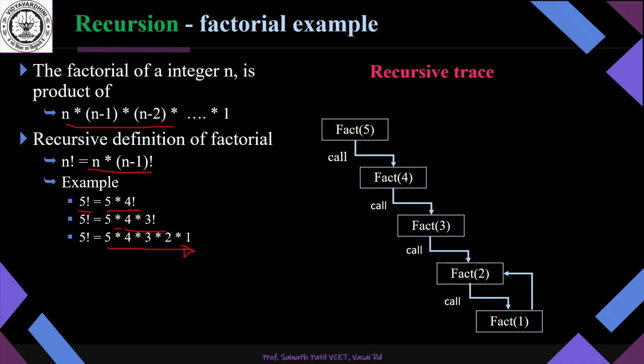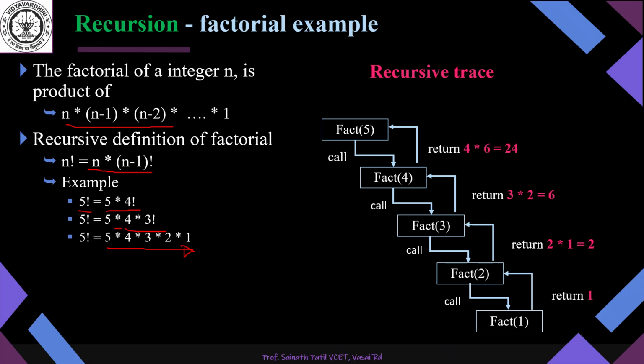Once the base case is reached, it returns a value: fact 1 returns value 1 to fact 2. Fact 2 returns the value 2 into 1 to fact 3. Fact 3 returns a value to fact 4 using 3 into 2, that is 6. Then fact 4 returns a value to fact 5 using 4 into 6, that is 24. And the final answer, 5 into 24, that is 120, is the factorial.